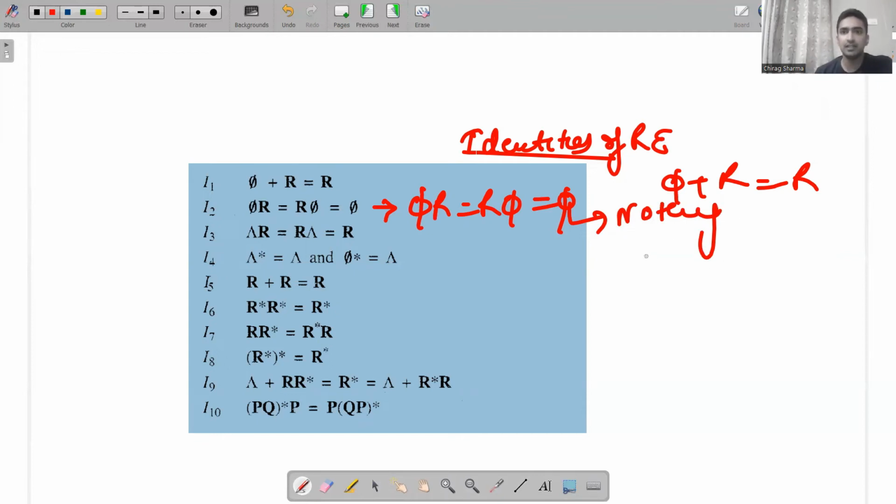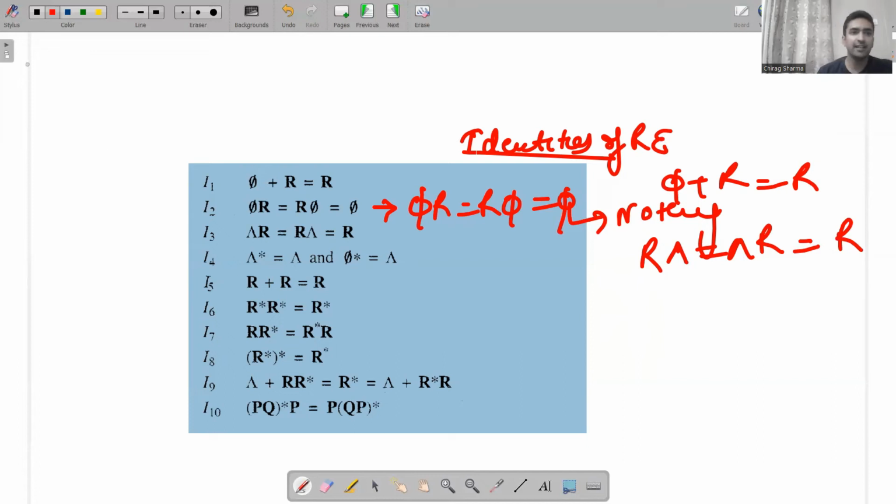If there is concatenation of anything with r, and we are concatenating it with null, the answer is anything. So anything concatenated with null is anything. So r concatenated with null and null concatenated with r, the answer is r.